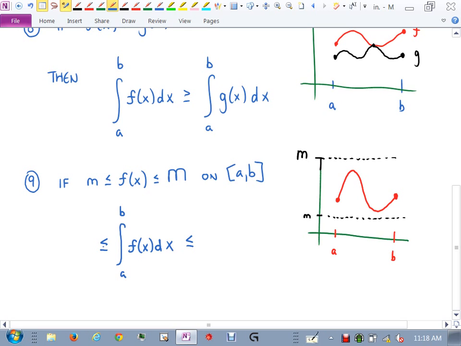Between the integral of this one, right? And the integral of this one? Well, the m is a constant, right? And didn't we say the integral of a constant, you don't have to do the work, it's just subtract and then times. So what should the integral of this one give us? Capital M times b minus a. And then this other one should give us what? Little m times b minus a.